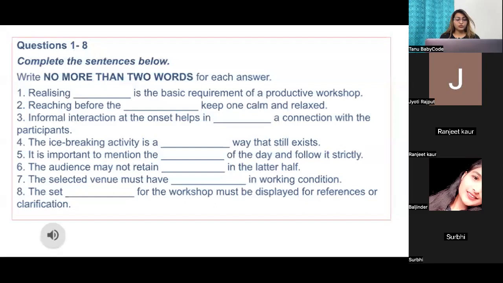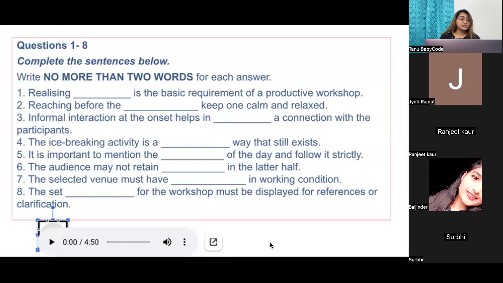It is important to mention the dash of the day and follow it strictly. क्या important है कि हम day क्या mention करें उसके बारे में? Mention the dash of the day. Day की किस चीज को हम mention करें और उसको follow करें strictly. The audience may not retain in the later half. Now audience may not retain, audience नहीं रुकने वाली किस में? Right, later half के किस में?